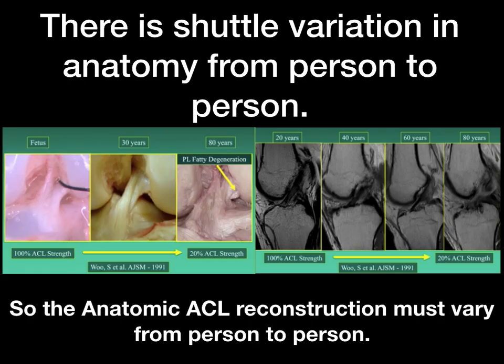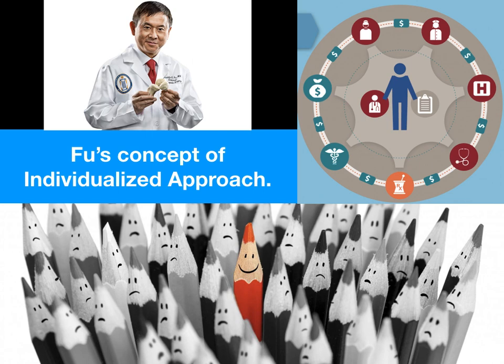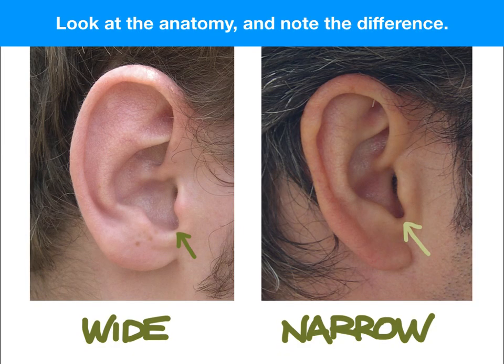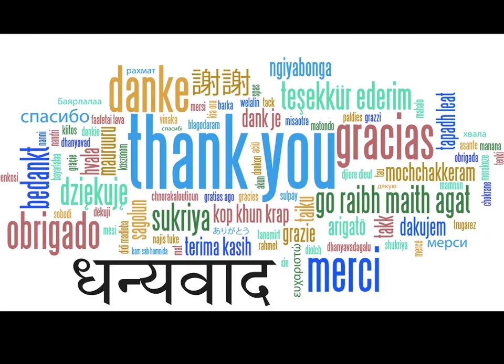From various literature, there is enough evidence to say that there are subtle variations in anatomy from person to person. So the anatomic ACL reconstruction must vary from person to person. This gave birth to a relatively newer concept known as the individualized concept of Dr. Freddy Fu. We all are different. Our knees must be different, so our needs are also different. So probably we are entering into a new era which is known as the individualized approach. Look at the anatomy and note the difference. Thank you very much.